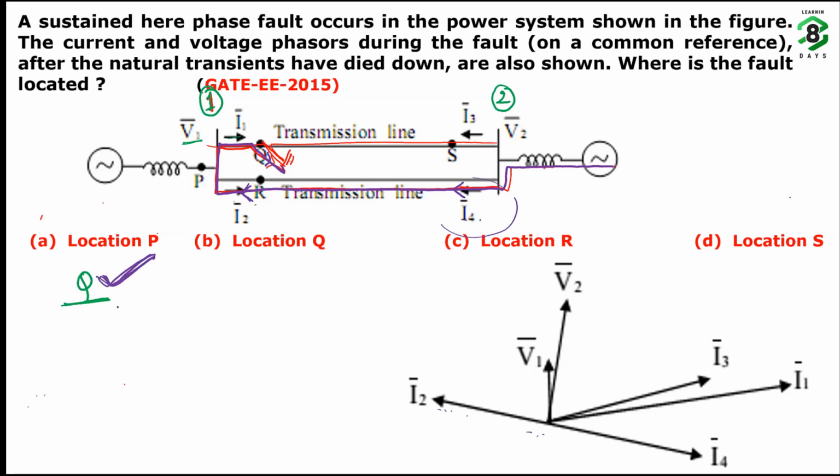Q is the right option. The fault is occurring at location Q. If you check for any other condition, some condition will fail. Some condition will fail. Okay.